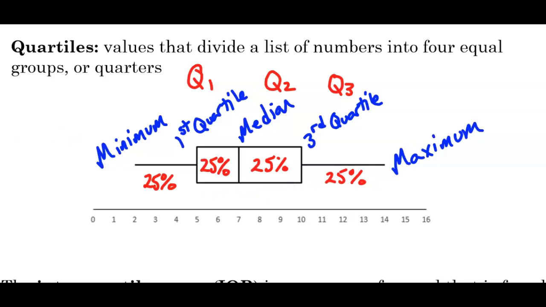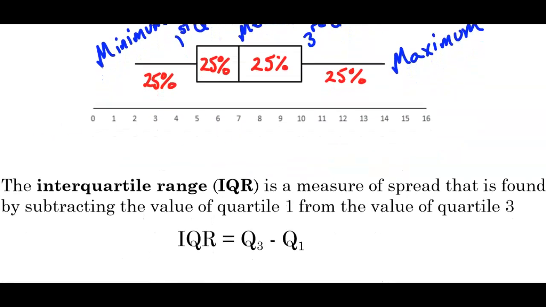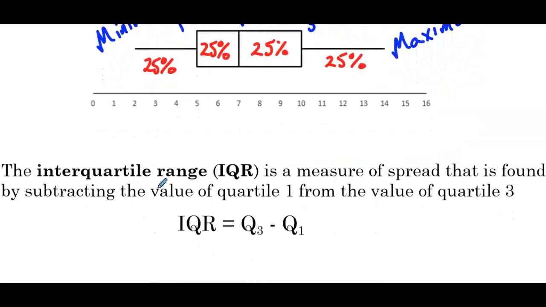Now there's another piece of information that we can get from a box plot, and that's the interquartile range, abbreviated as the IQR. It's a measure of spread that is found by subtracting the value of quartile 1 from the value of quartile 3. Mathematically, the IQR equals Q3 minus Q1. So in the box plot above, which is based on that first data set, the IQR is the third quartile, which is 10, minus the first quartile, which is 5, and that is equal to 5.